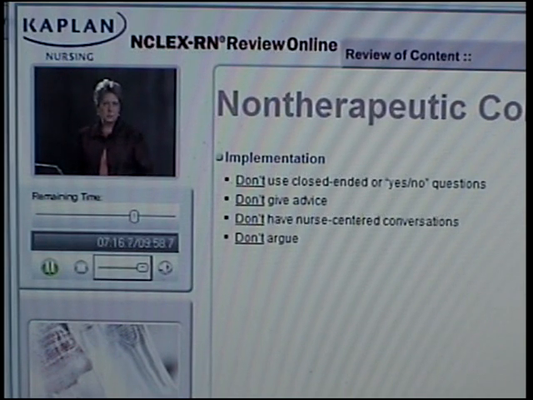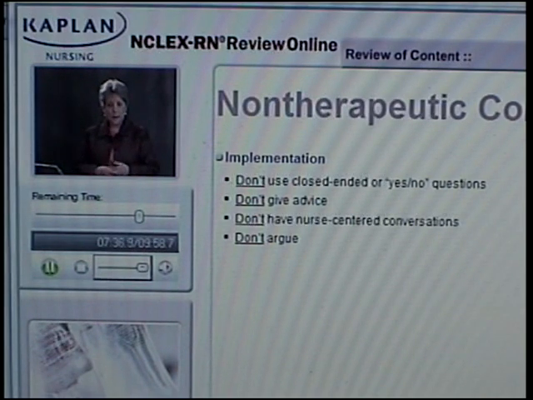And the last one is don't argue. And that almost goes without saying, but sometimes we can literally be sucked into an argument with a patient before we really realize it. And the problem with arguing with the patient is we're basically telling them their perceptions aren't valid, that they're just simply not right.